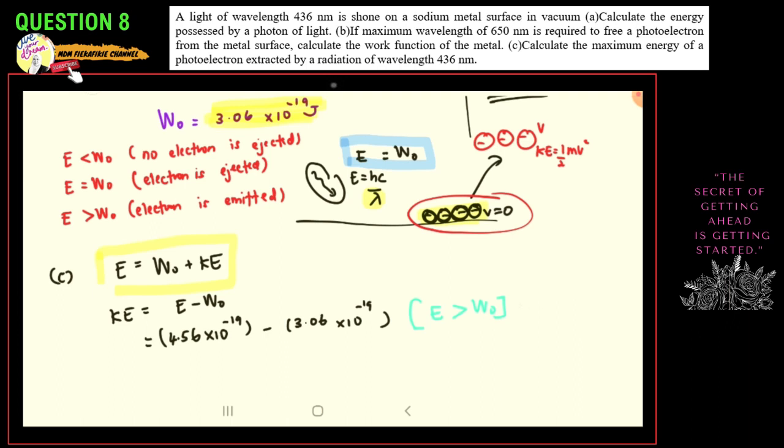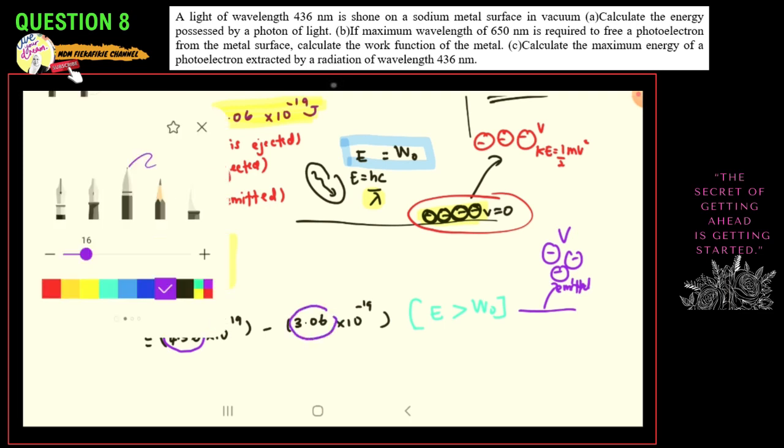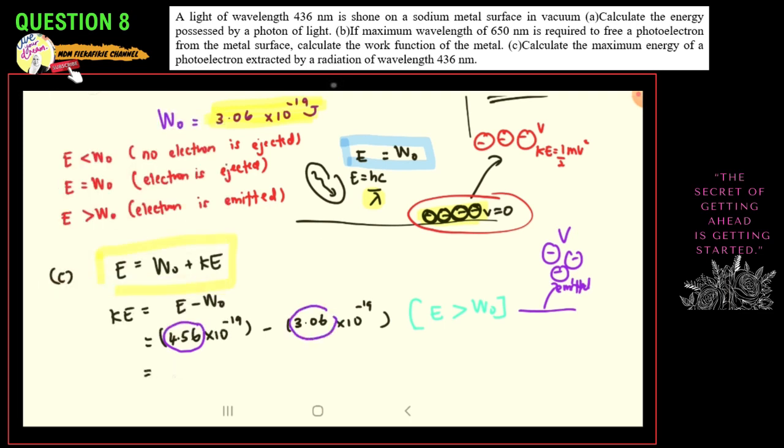So when E is bigger than W0, maknanya tadi apa? Akan ada photoelectrons emitted. So dia akan bergerak dengan speed of V. So kita boleh nampak lah sini 4.56, ini 3.06. So we can calculate the kinetic energy is equal to 1.5 exponent negative 19 joule. So this is the answer. Boleh? Okay, so finish question number 8. So let's proceed to question number 9.